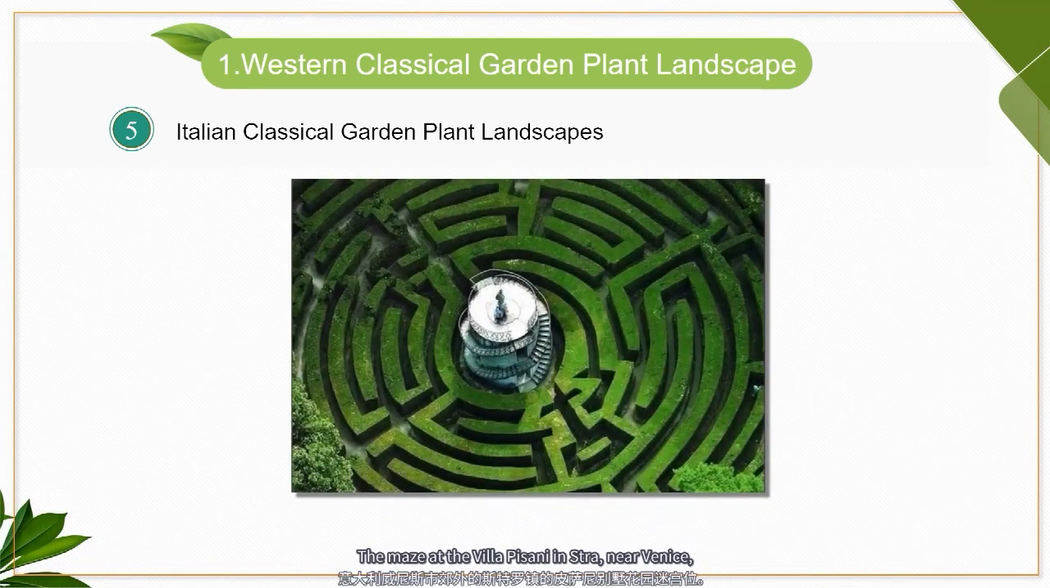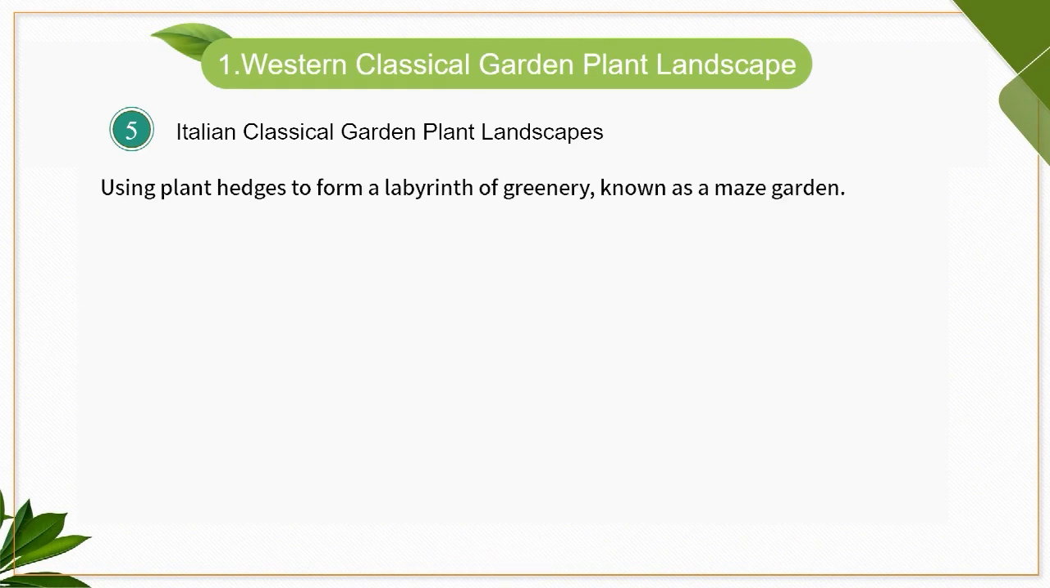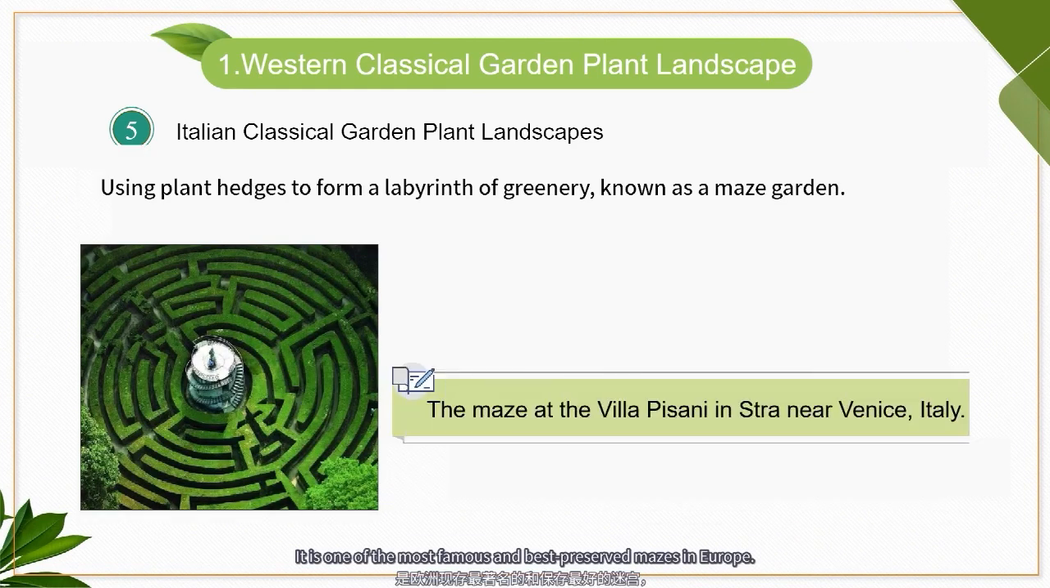The maze at the Villa Pisani in Stra, near Venice, was designed in 1720. It is one of the most famous and best preserved mazes in Europe. Legend has it that Napoleon got lost in this maze around 1807.